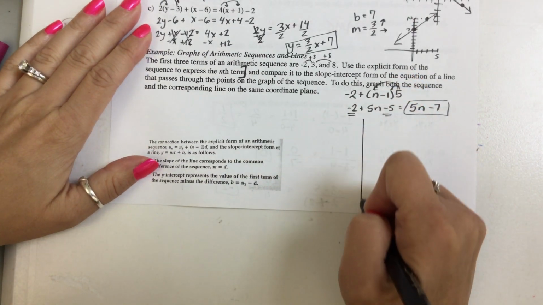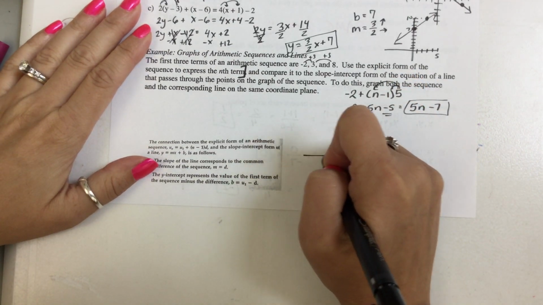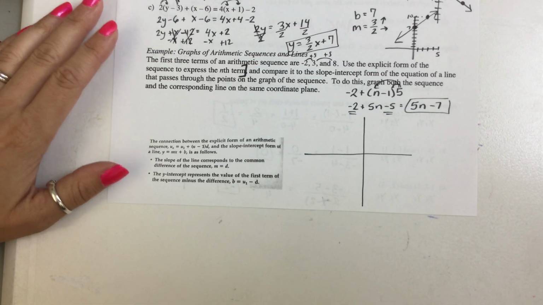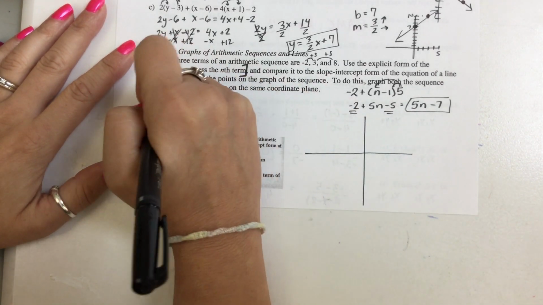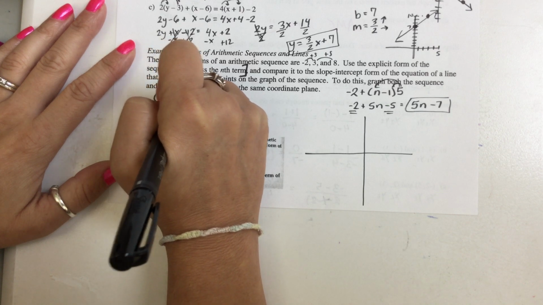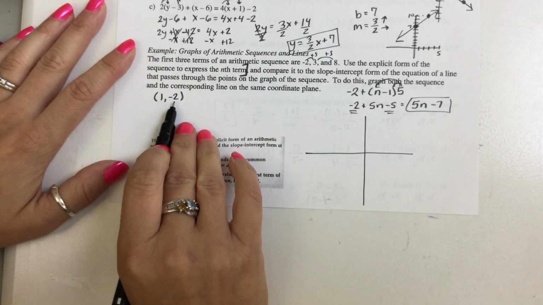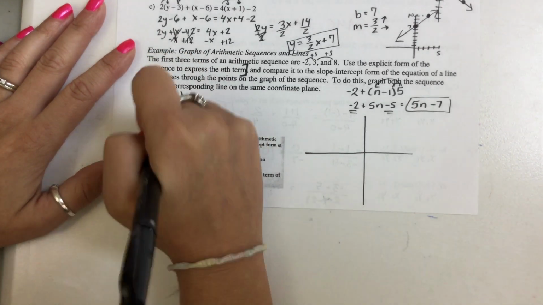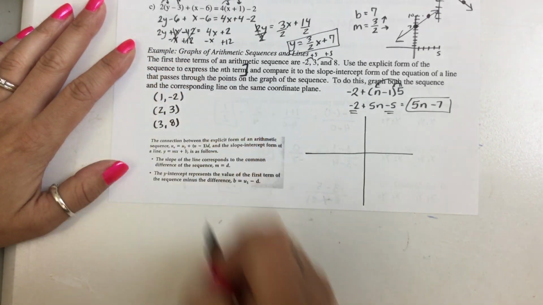So they're having us do kind of the same thing that they had us do at the beginning of the section, just to kind of make a full circle and remind us that it's all together. So if I'm doing the ordered pairs, it's 1, -2, because the first term has a value of -2. The second term has a value of 3, and the third term has a value of 8.